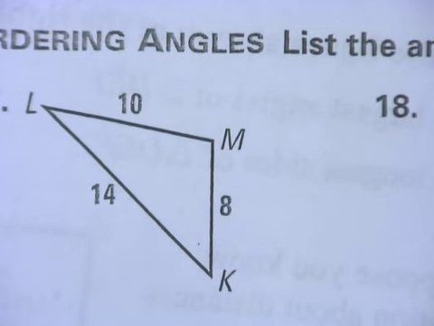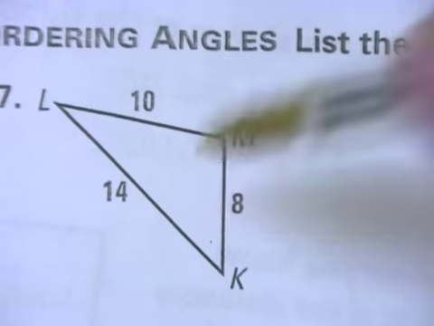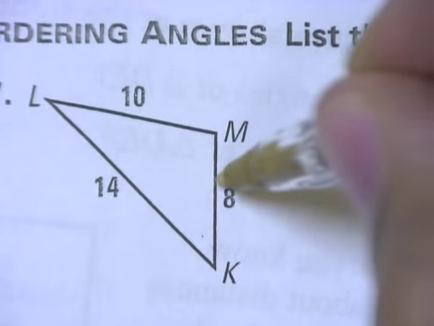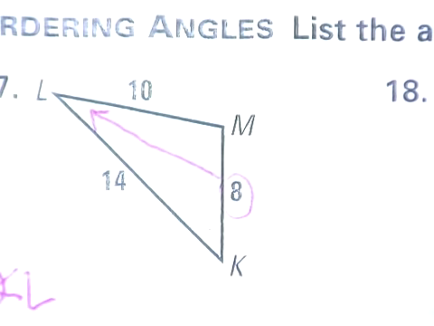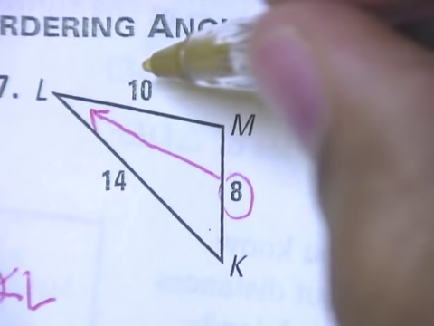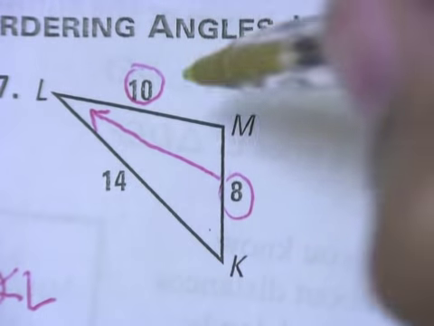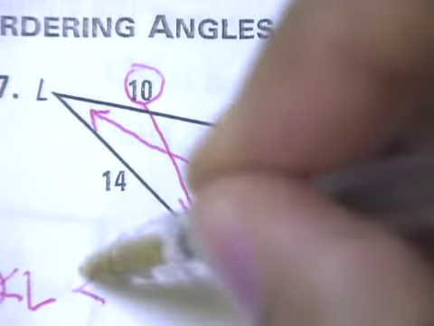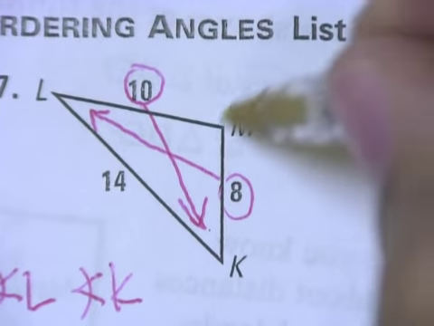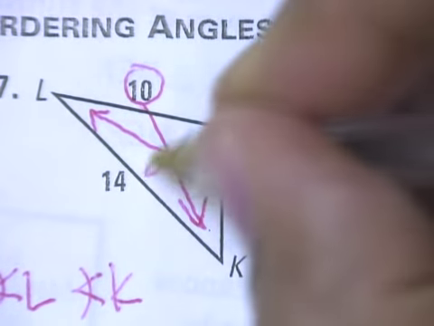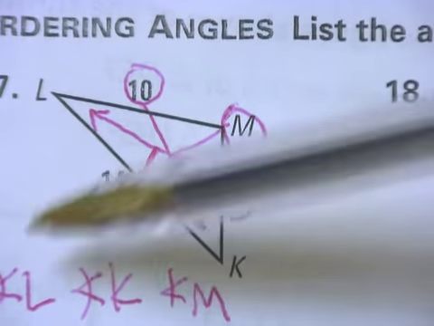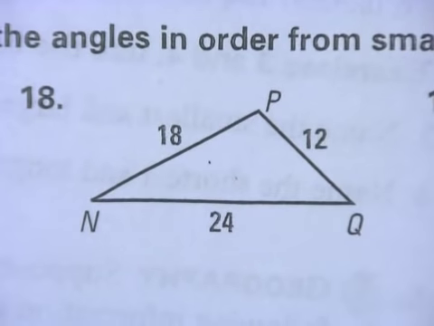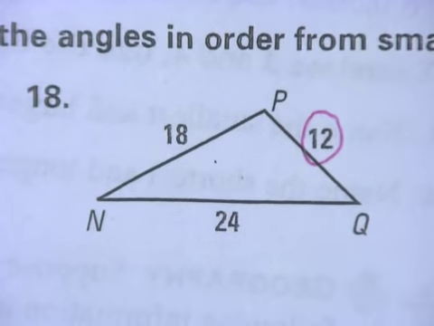Question 17, they're asking us to list the angles from smallest to largest. So now they're asking us to put all the angles from smallest to largest. Well, here I'm looking for my smallest side. Here's my smallest side. So angle L is my smallest. Then I have the next biggest side, which is 10, and that's across from angle K. So angle K is the next biggest. And M is the last angle, and that's across from the biggest side, side 14. So angle M is the biggest. So here I have my angles from smallest to largest.